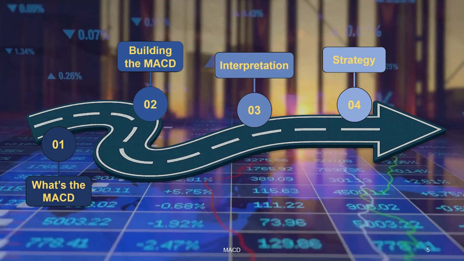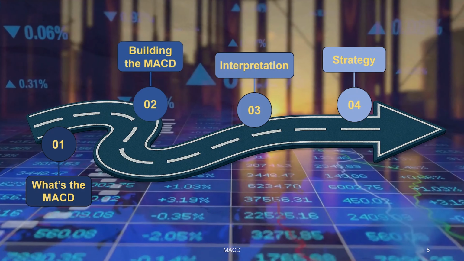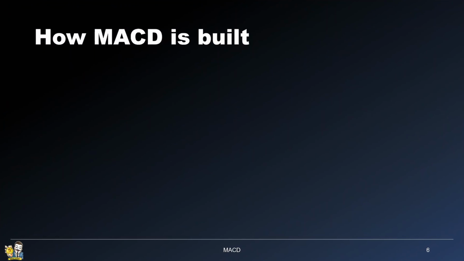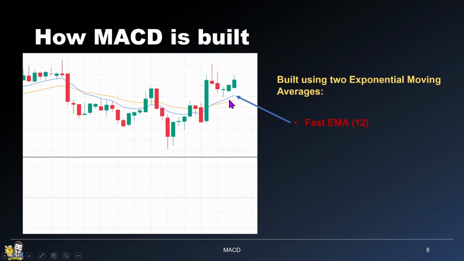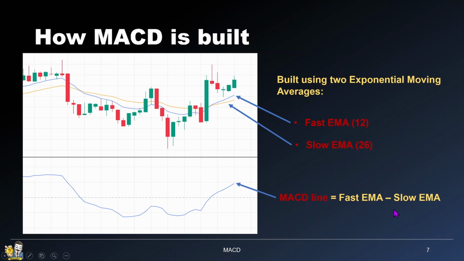Now it's very important to understand how the MACD is built, so let's break it down. Here we have a candlestick chart. The MACD is built using two exponential moving averages, a fast EMA with a 12 period, the blue line, and a slow EMA with a 26 period, the orange line. With these two moving averages, we calculate the MACD line, which is simply the fast EMA minus the slow EMA. In other words, it represents the difference between the two EMAs.